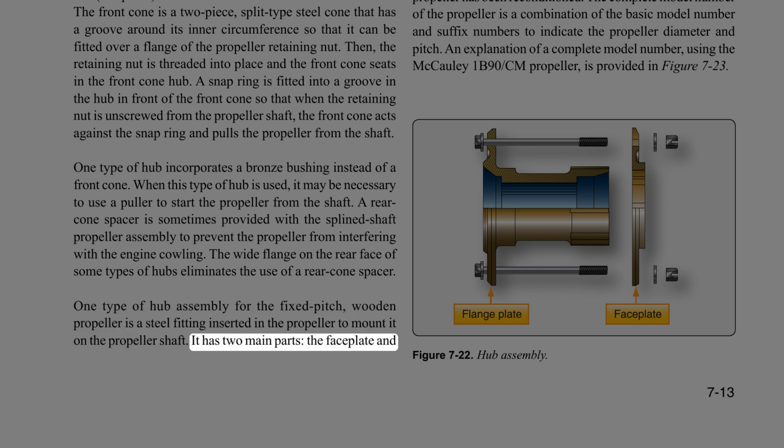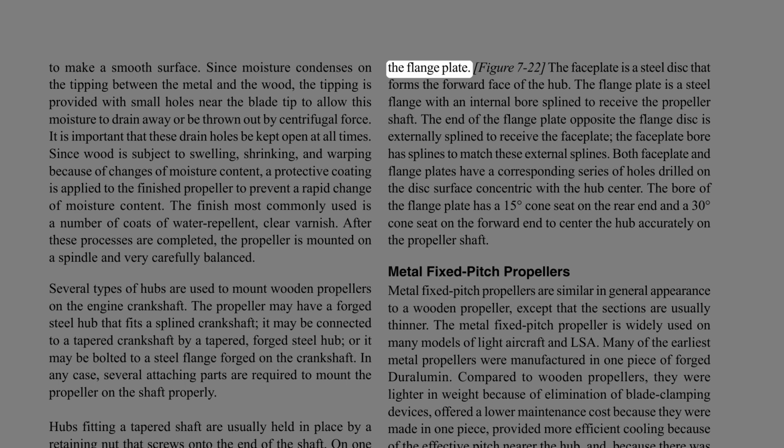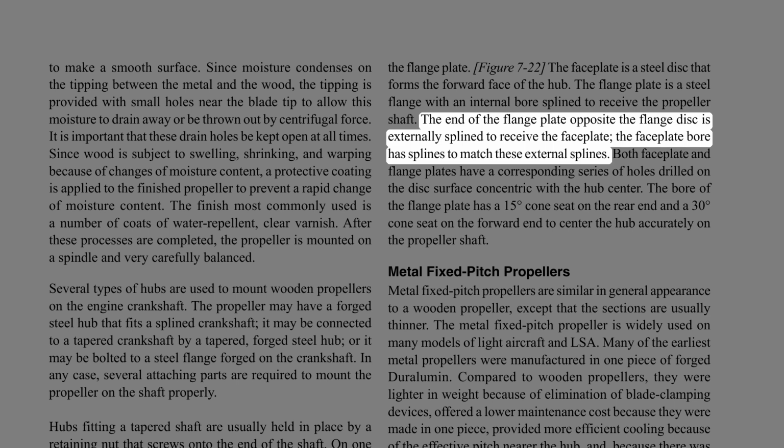It has two main parts, the faceplate and the flange plate. The faceplate is a steel disc that forms the forward face of the hub. The flange plate is a steel flange with an internal bore spline to receive the propeller shaft. The end of the flange plate opposite the flange disc is externally splined to receive the faceplate. The faceplate bore has splines to match these external splines.